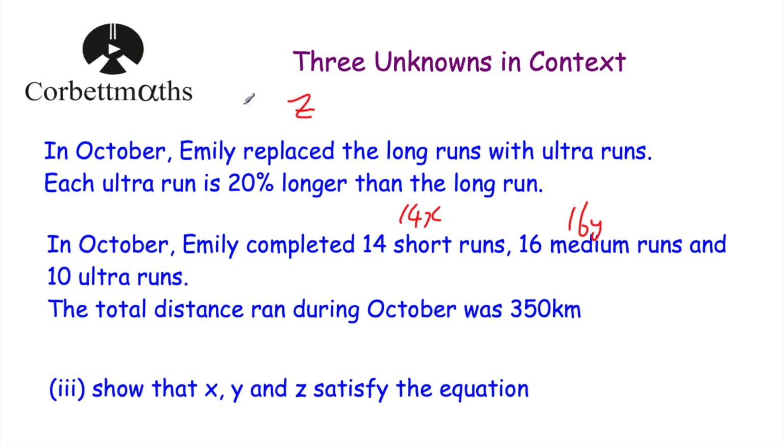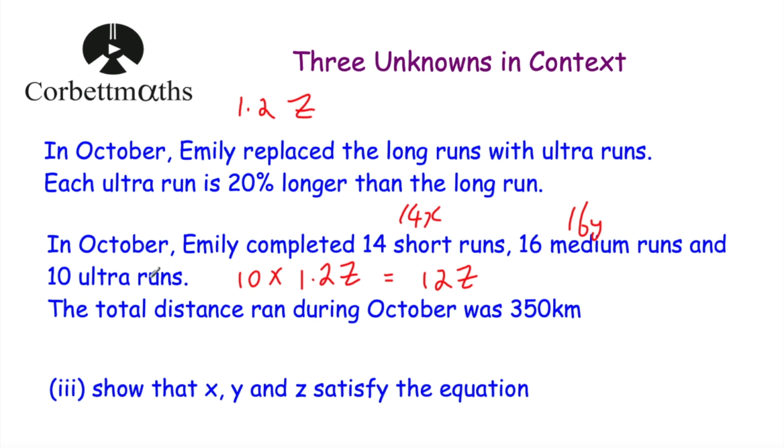So if we do 1.2 times z, 1.2z, that is increasing z by 20%. And remember, z was the length of a long run. So that means that each ultra run is 1.2z, because it's 1.2 times the length of those long runs. So that means that it's going to be 10 times the length of each ultra run, which is 1.2z. So we're going to do 10 times 1.2z. And 10 times 1.2z would be 12z. So that means the total length of those 10 ultra runs would be 12z.